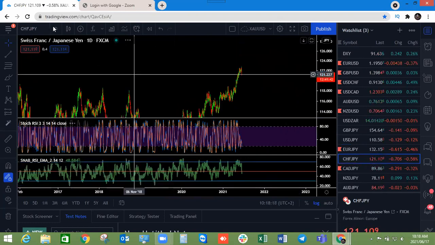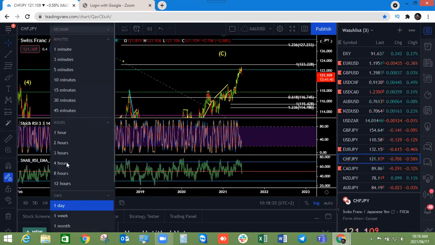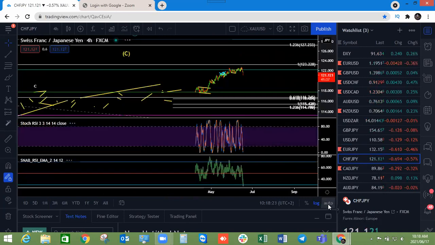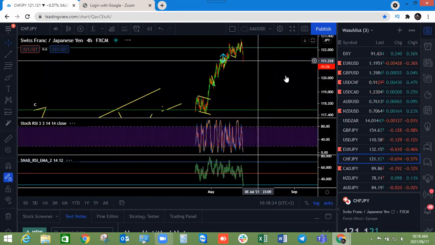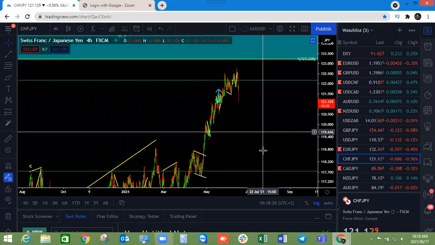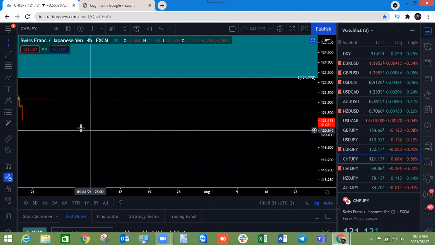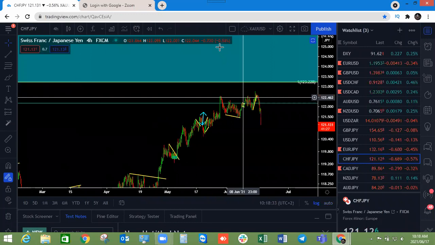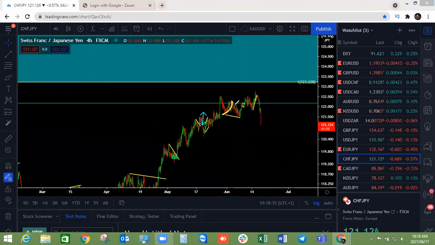Let's go CHF on the 4-hour. CHF on the 4-hour, the structure that we were looking for has played out, but is that all that it is going to give us? Does not look likely. It may even invalidate this structure. So we looked at this one here to do that. 1, 2, 3. Is that going to be an expanding flat?